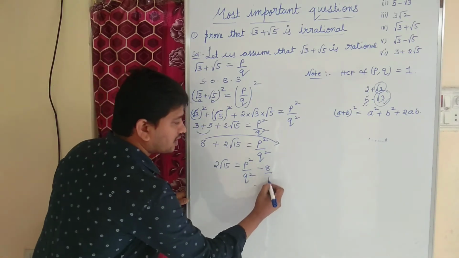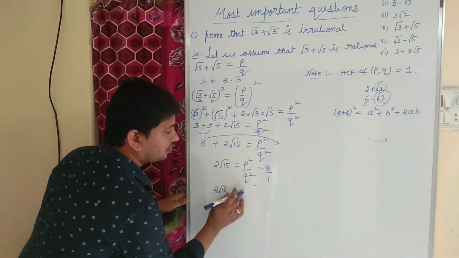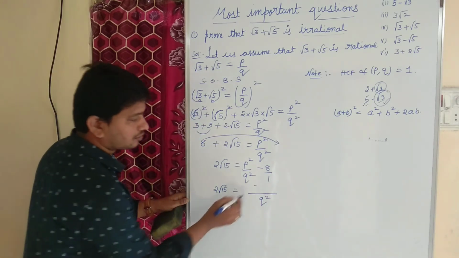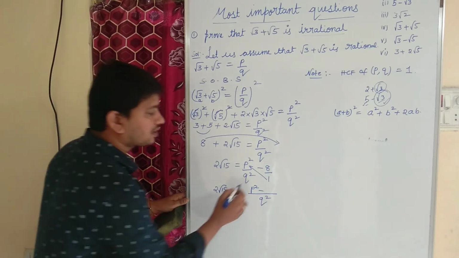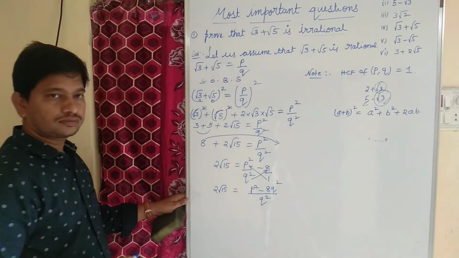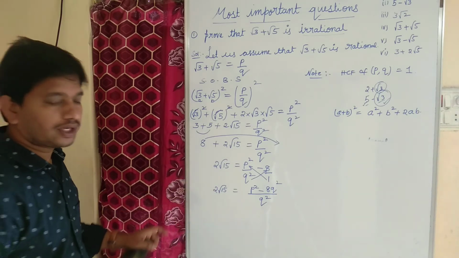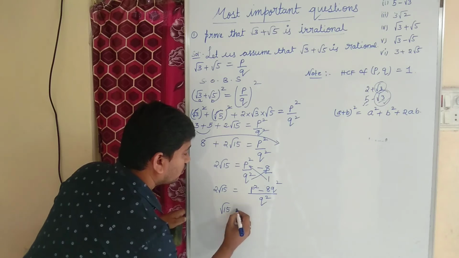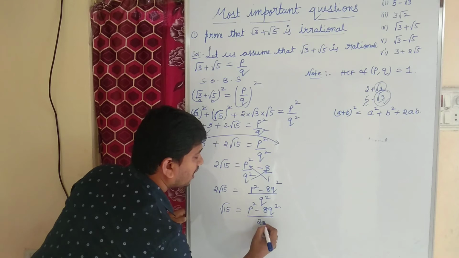Children, there is nothing under 8, meaning 1. So 2 root 15 equals, taking the LCM of q square and 1, which is q square, 1 into p square, p square, minus 8 into q square, 8q square. As here we have 2 root 15, I mean 2 into root 15, 2 is multiplying. If you transpose, root 15 equals (p square minus 8q square) by 2q square.